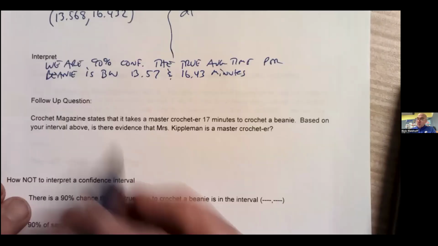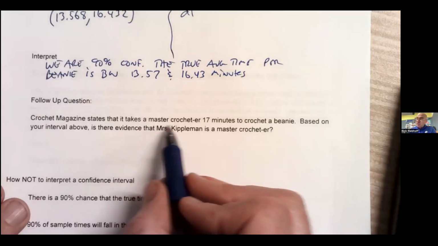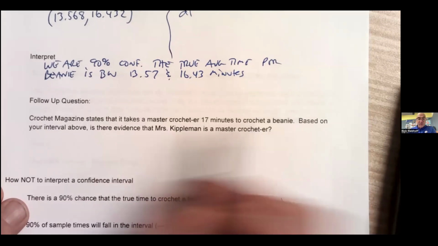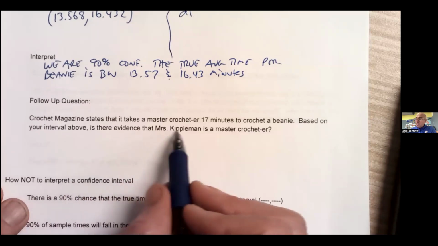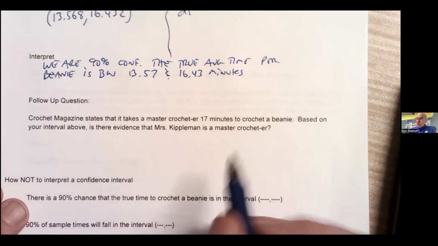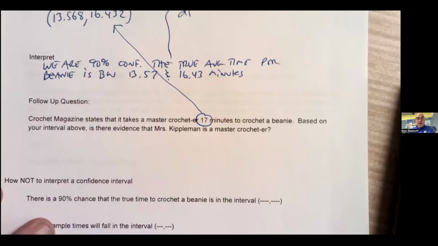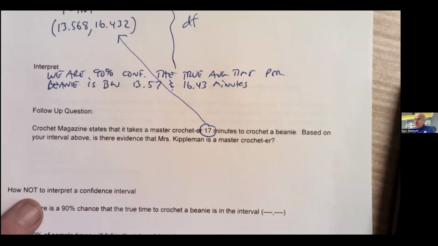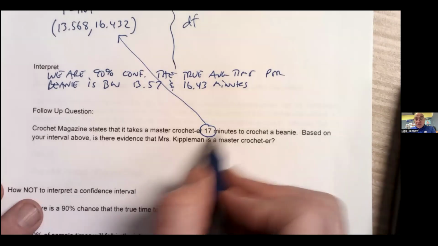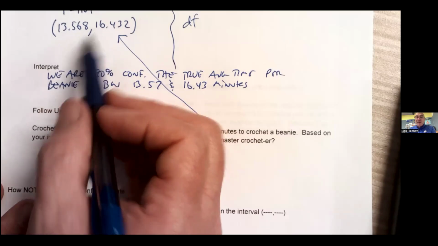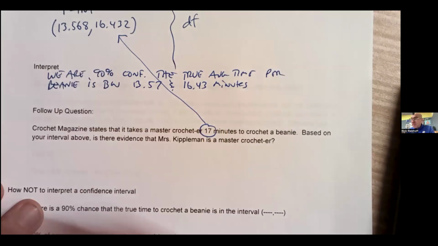All right, follow-up question. Crochet Magazine states that it takes a master crocheter 17 minutes to crochet a beanie. Based on your interval above, is there evidence that Miss Kippelman is a master crocheter? So I have to compare this to this. Okay, so what do we think? If a master can do 17, and she's averaging between 13 and a half and 16 and a half minutes, I'd say Miss Kippelman is a master.